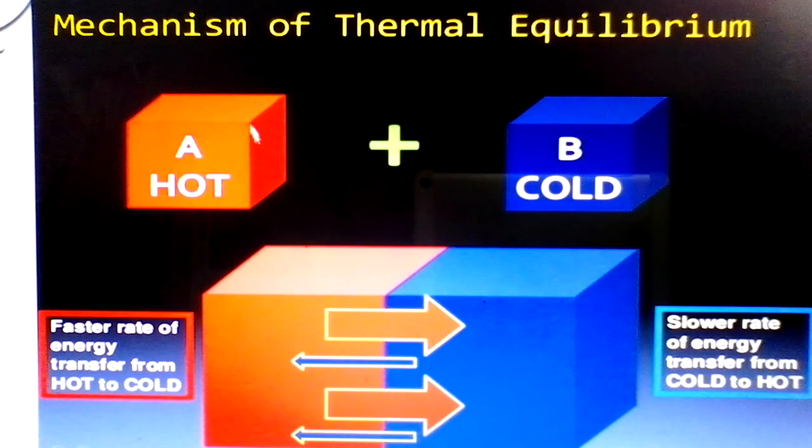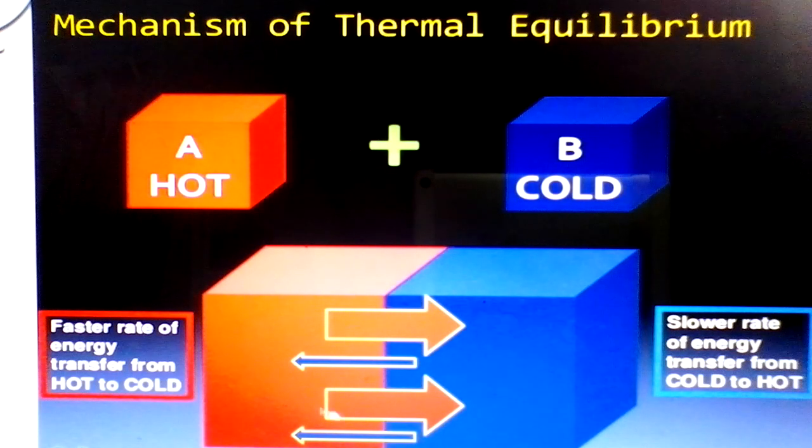Okay, now we want to look at one object A and one object B. Object A is a hot object, object B is a cold object. Now what we do is we let A and B be in thermal contact. What is the meaning of thermal contact? Thermal contact means there is heat transfer between the two objects. You may have studied in science before that heat can be transferred in three ways: conduction, convection, and radiation. So thermal contact means heat can be transferred between the two objects.